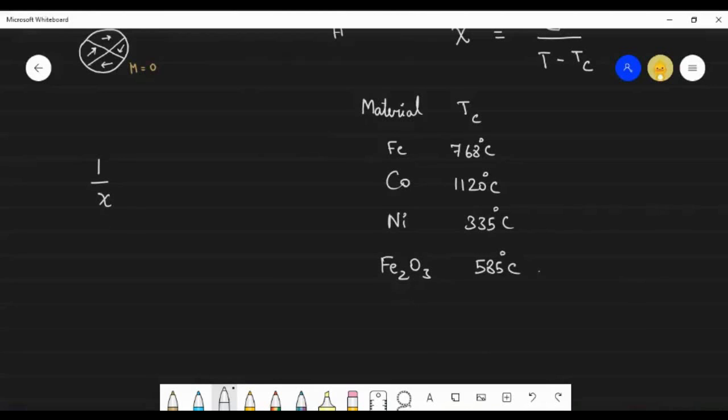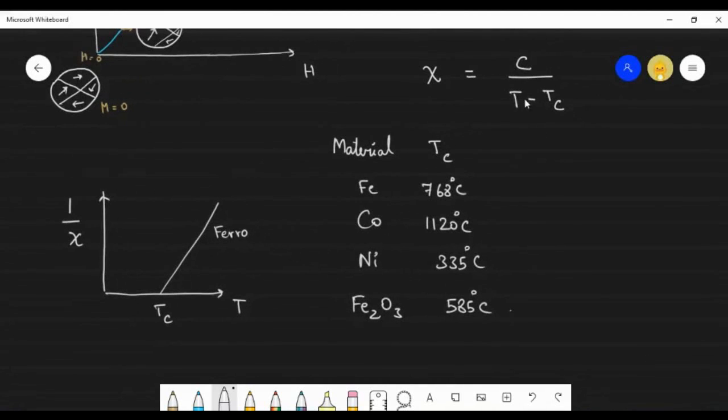The 1 by chi versus T graph for a ferromagnetic specimen looks like this. Susceptibility becomes 0 at T equal to Tc. Above the Curie temperature, the ferromagnetic material behaves as paramagnetic. This is known as the Curie-Weiss law. In this expression, chi equal to C by T minus Tc, C is a constant.